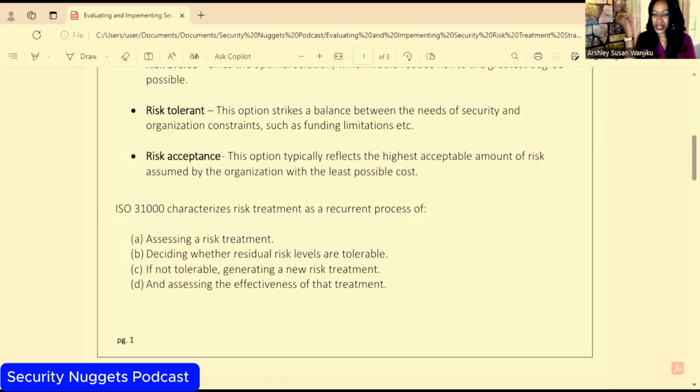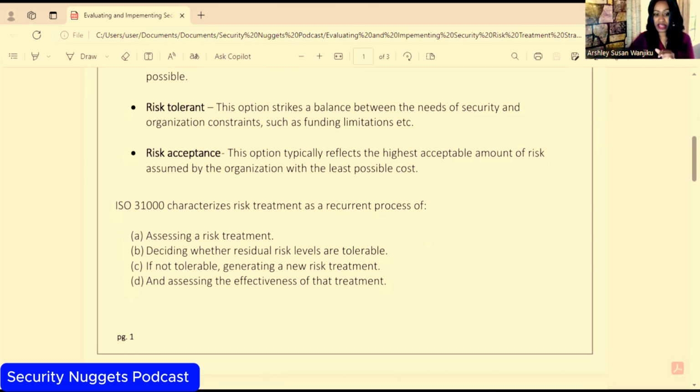Are we going to tolerate the residual risk by not doing anything about it, but documenting it so we are very much aware? Or are we going to acknowledge it and recommend risk treatment plans that fit the approach of risk acceptance? So we are implementing controls that are not expensive, that are not going to cost the organization much. That is what we need to be cognizant of in this phase.